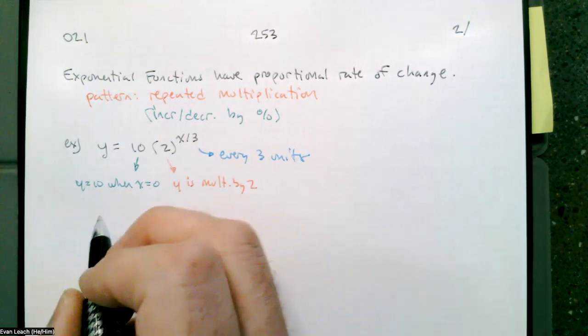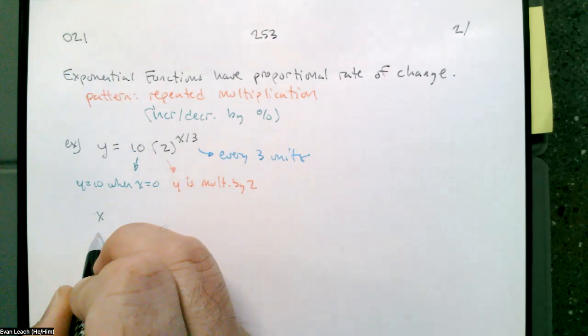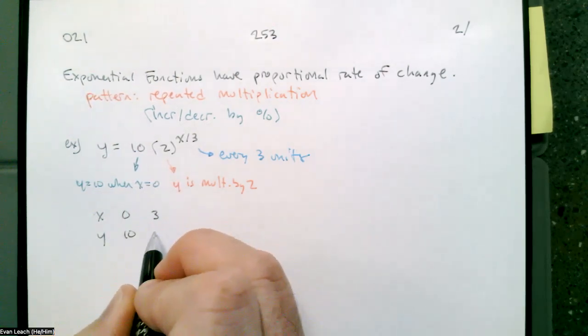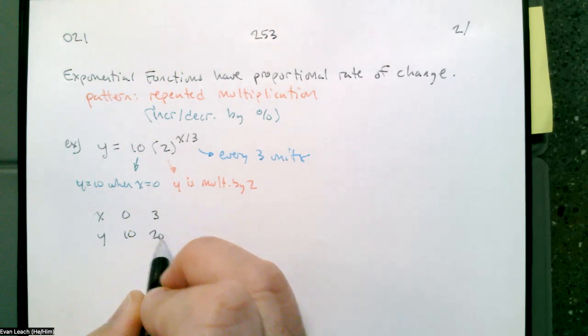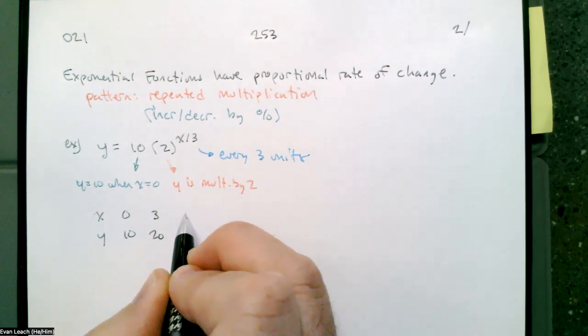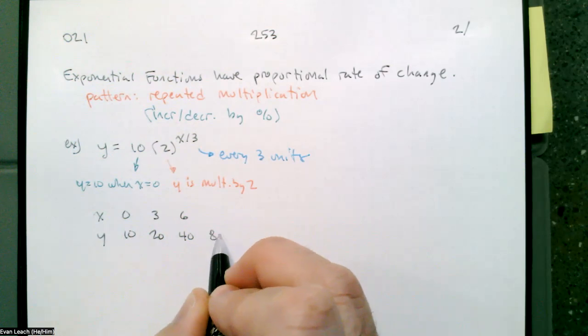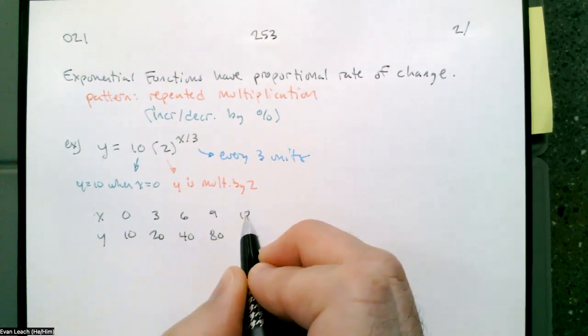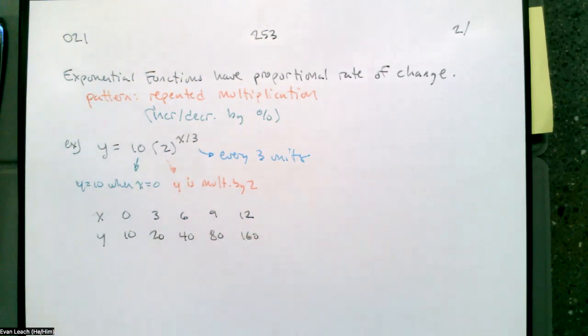If we want to construct a table of values, in 3 units, we multiply by 2. We multiply by 2 every 3 units. That's the pattern that we see in an exponential function, a pattern of repeated multiplication. And it's set up the same way that we did with a linear function.